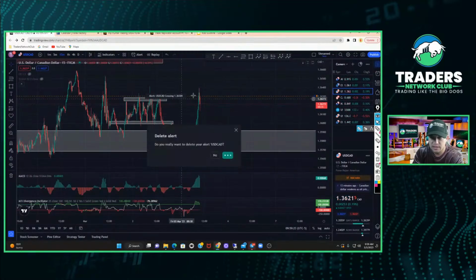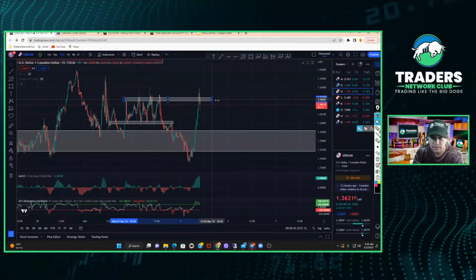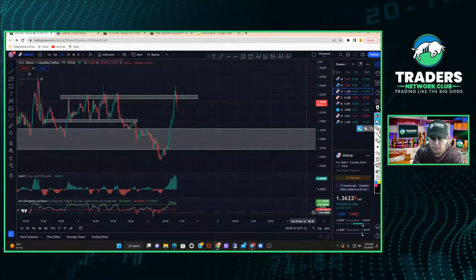Okay. And look at that. It got to this right here. This is my resistance here. As you can see, price kind of wanted to break through resistance and it's starting to go ahead and turn back down. We can see here, let me change this back to white, that price has now tested this resistance.